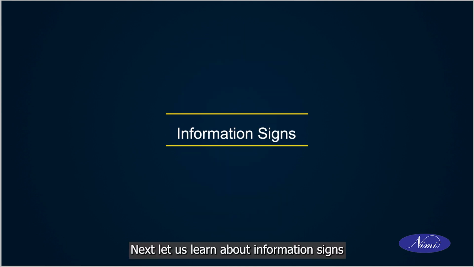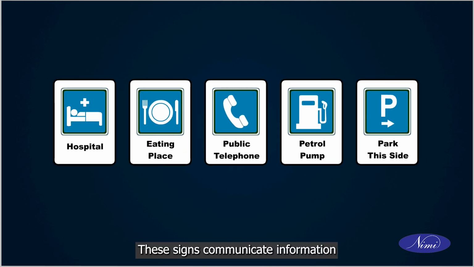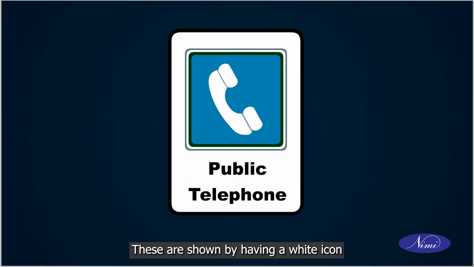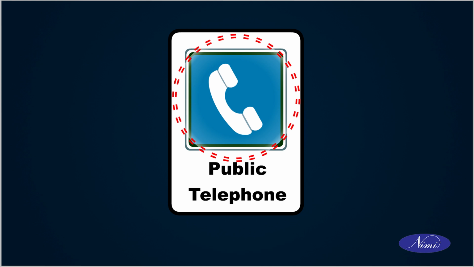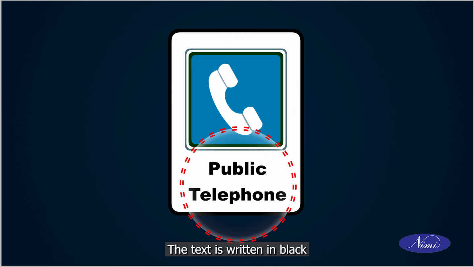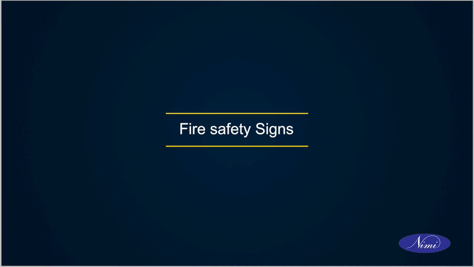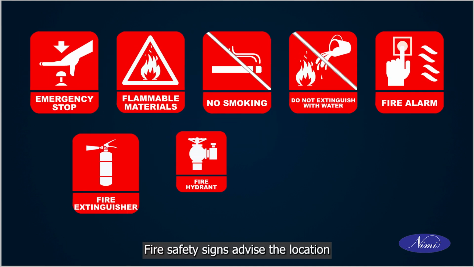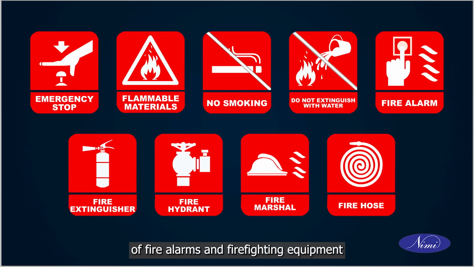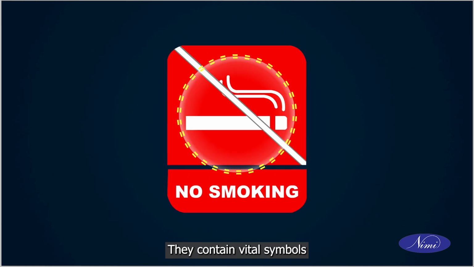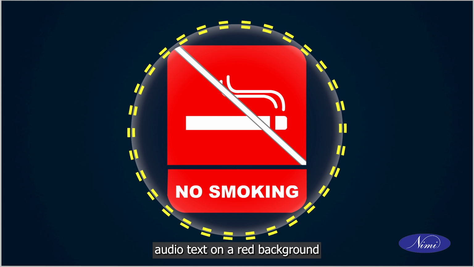Next, let us learn about information signs. These signs communicate information which is general in nature. These are shown by having a white icon with a blue background. The text is written in black. Next, let us learn about fire safety signs. Fire safety signs advise the location of fire alarms and firefighting equipment. They contain white symbols or text on a red background.